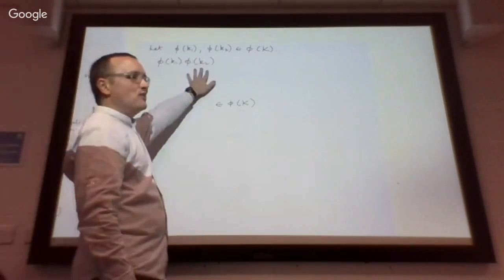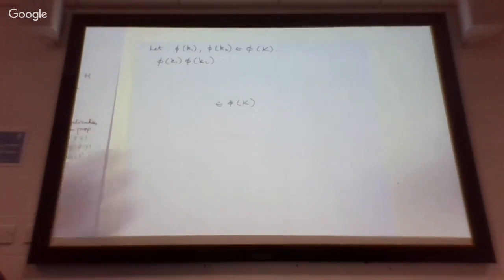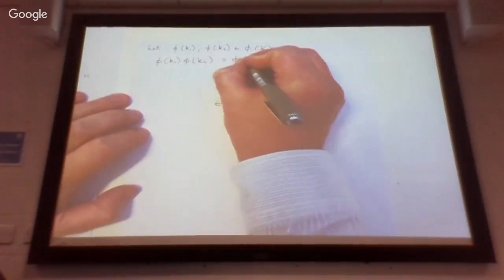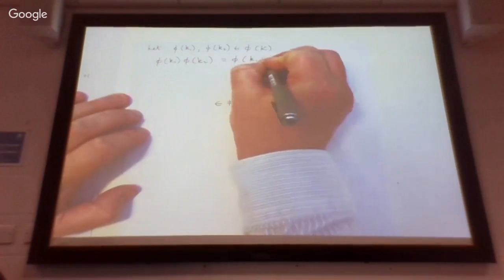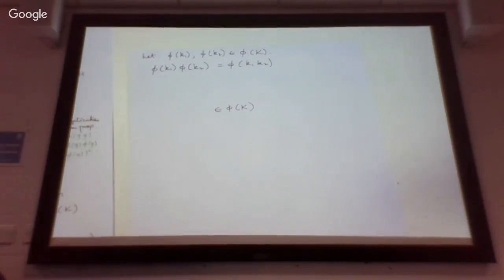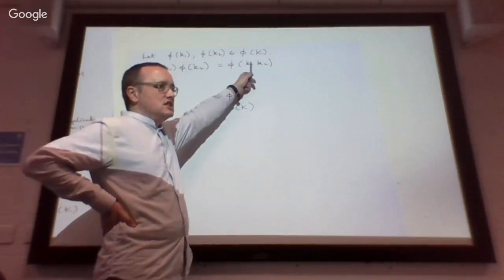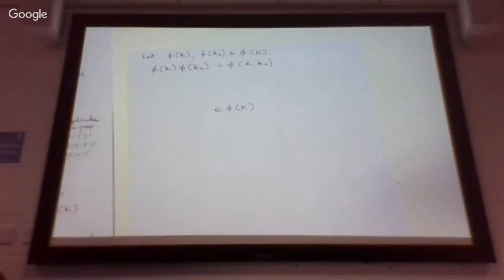Now what's the only thing to do here? Use the isomorphism property. The product on the left-hand side there is taking place in H, but now the group product here is taking place in G. And what do we say about k1 times k2? What observation do we make about k1 times k2?